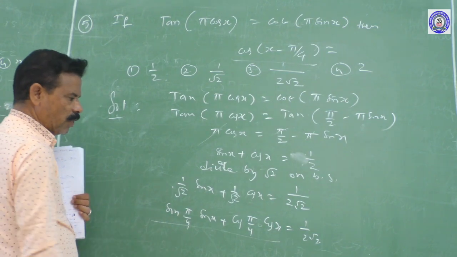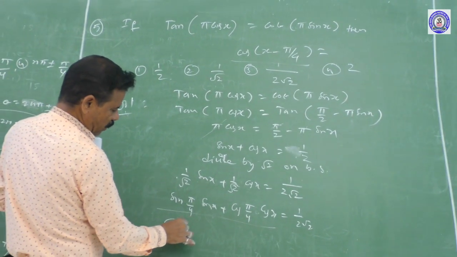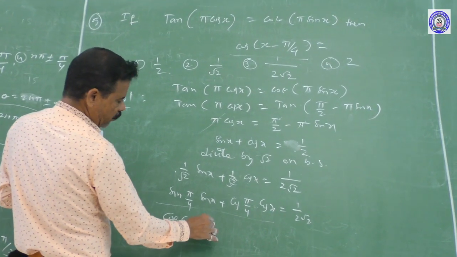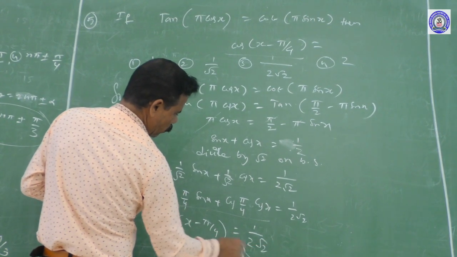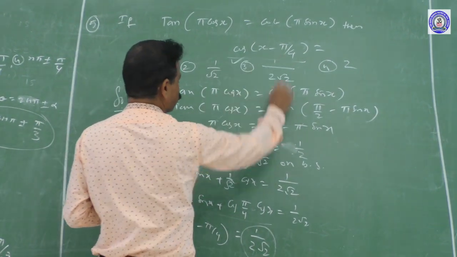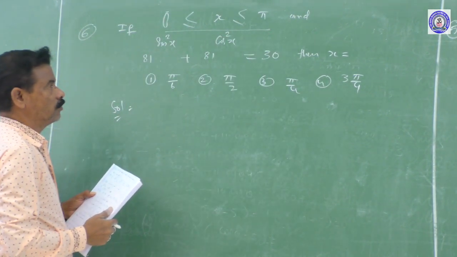What is the principle? Cos a cos b plus sin a sin b is cos a minus b. Taking a as x, b as 5 by 4, it is equal to 1 by 2 root 2. This is the answer. Third option.